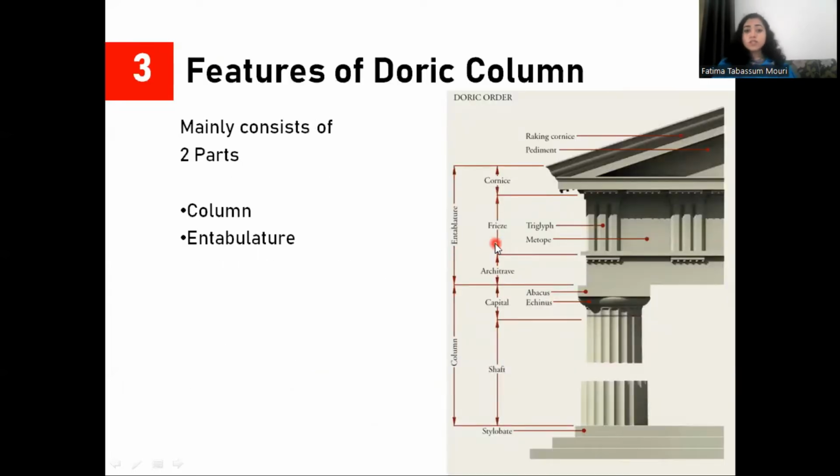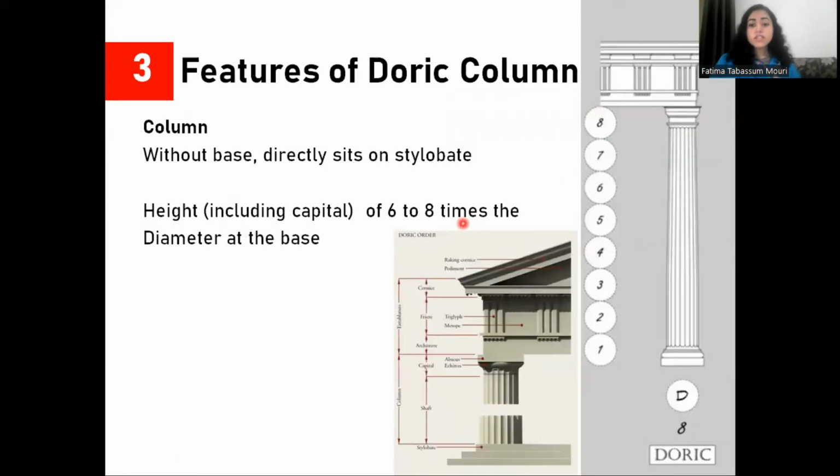So now let's come to what are the features of the Doric column. By knowing these, we can identify a Doric column just by looking at it. So first, the Doric order mainly consists of two parts. One is the column and the other part is the entablature. In this image, I have marked the column and the entablature. So let's come to the column. The column has a very distinctive feature again. It has no base and it directly sits on the stylobate.